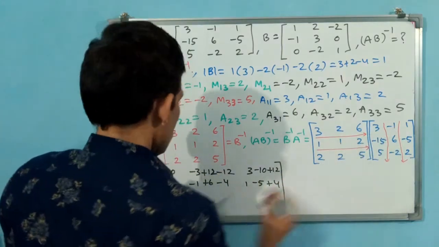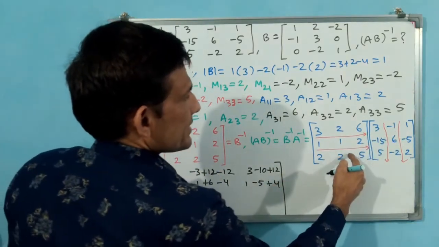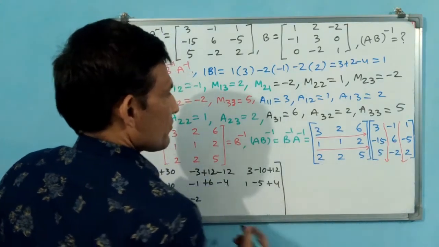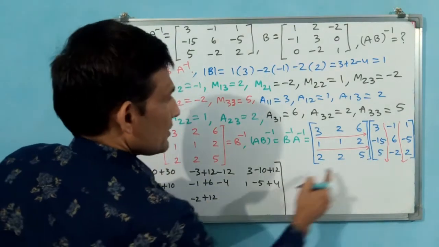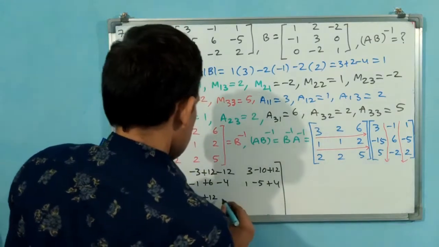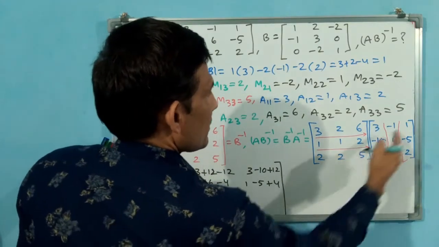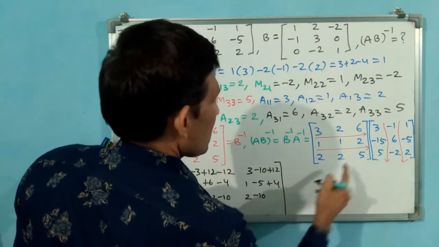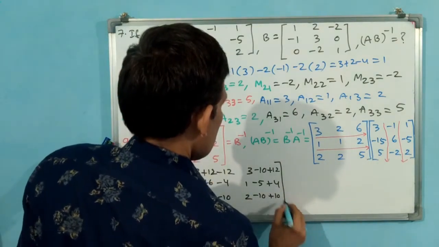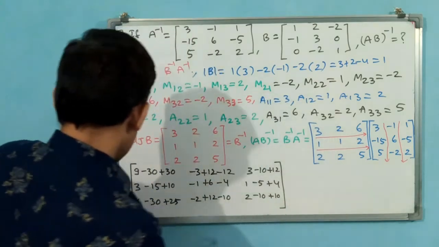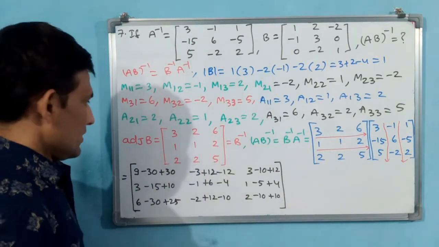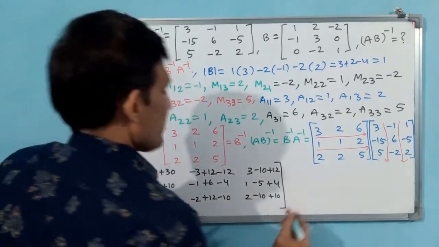Okay, second. Minus 2 plus 12 minus 10. Minus 2 plus 12 minus 10, plus 10. Okay, you finalize this now. This is your final answer. Okay.